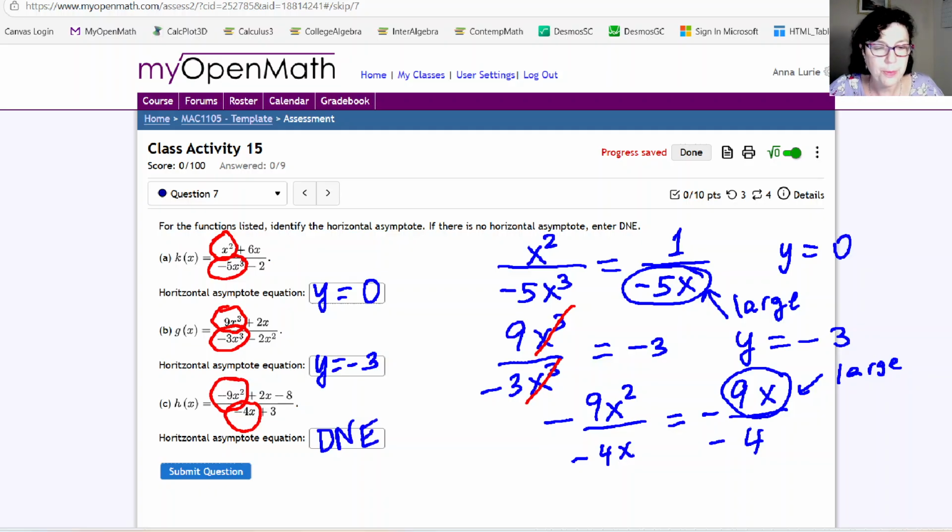To recap, if the power of the bottom is larger, that thing is going to drag the whole thing to zero. If the power of the top is larger, the whole thing will go to infinity or negative infinity, and there will be no asymptote. And if the two powers are the same, then the answer is just the ratio of the coefficients, the leading coefficients.